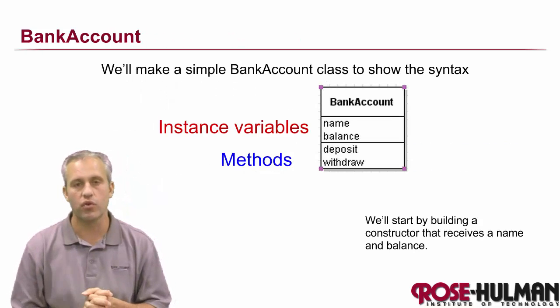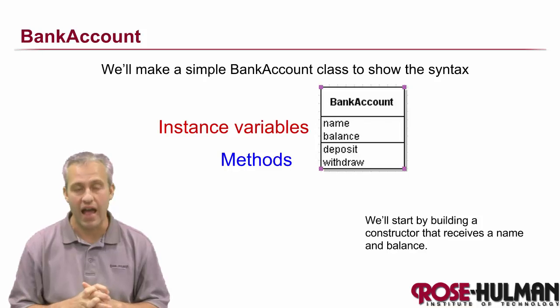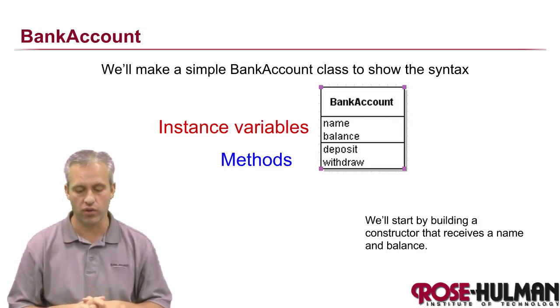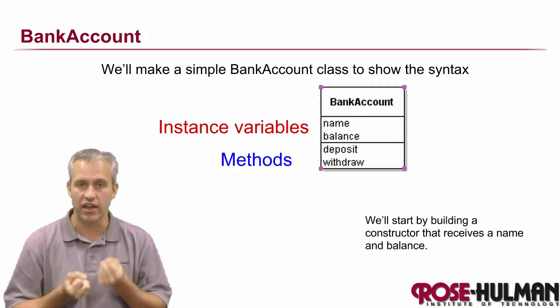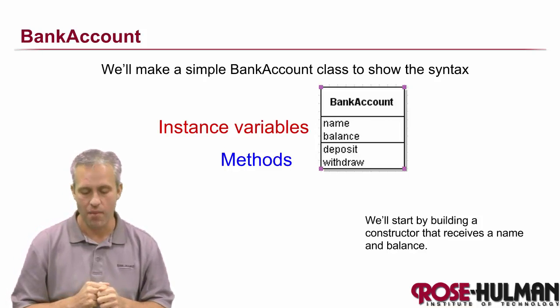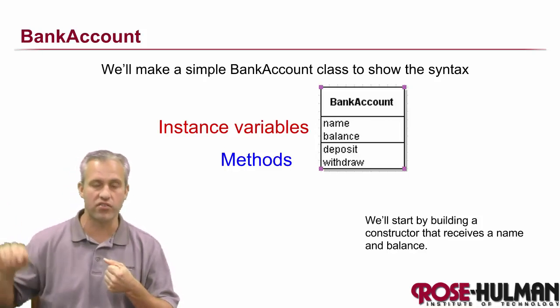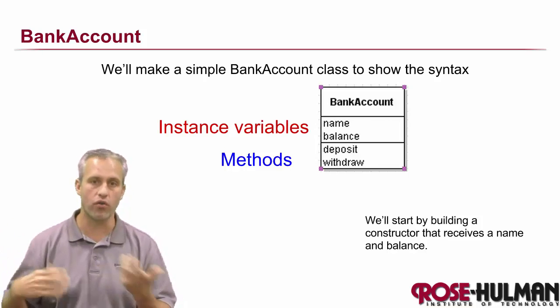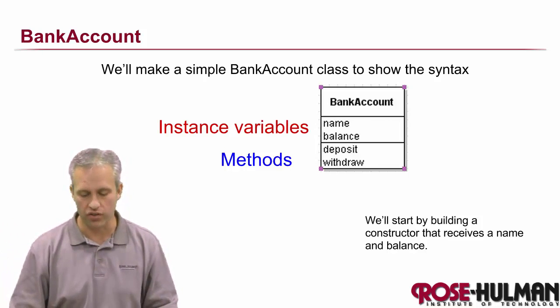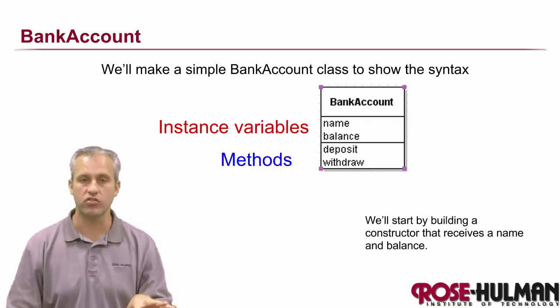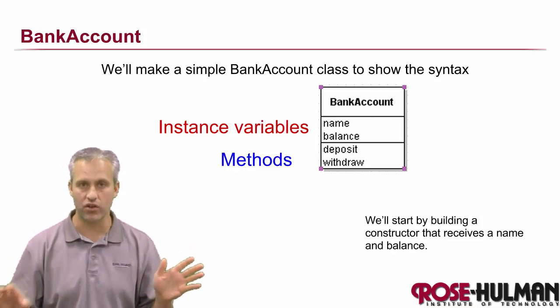So what we're going to make is a bank account class. A bank account is going to have a name and a balance. Those are like instance variables that it's got. And then it's going to have functions like deposit and withdrawal that you can call on the objects. So this is what it's going to look like. We're going to start just by making a constructor, and then that's going to be good enough for now.